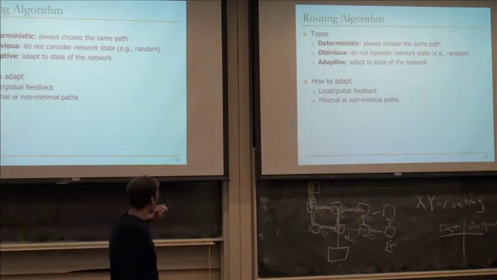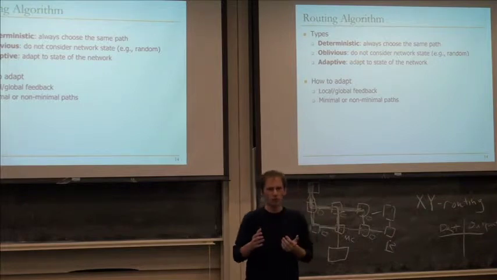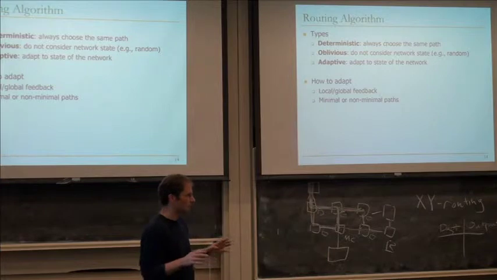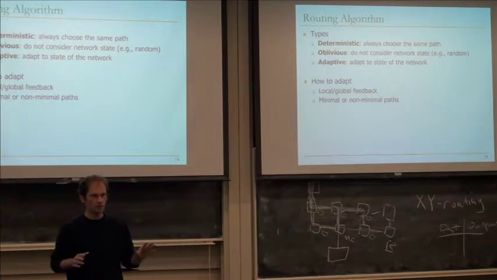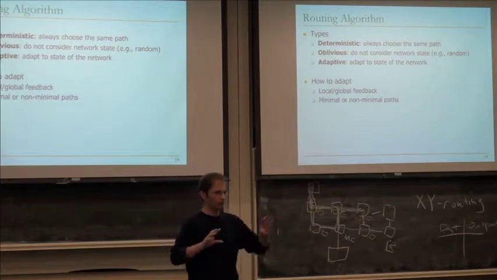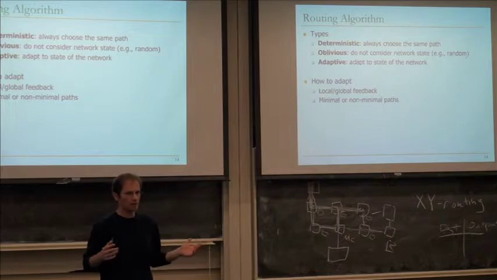Okay, so I mentioned a few different options. So how do you adapt? You could do it based on local feedback. Again, if you just know locally how many packets or flits have I sent over my immediate links to neighbors in the last n cycles, and then use that as a proxy for how congested the regions in that direction are. You could have global feedback, so routers could coordinate with each other, right?